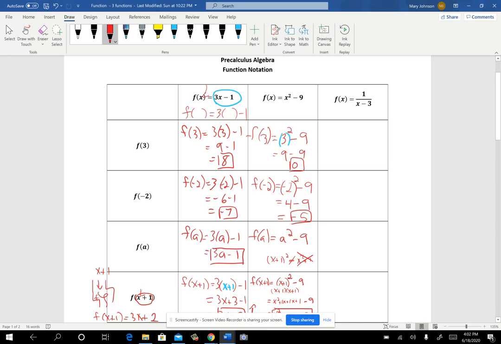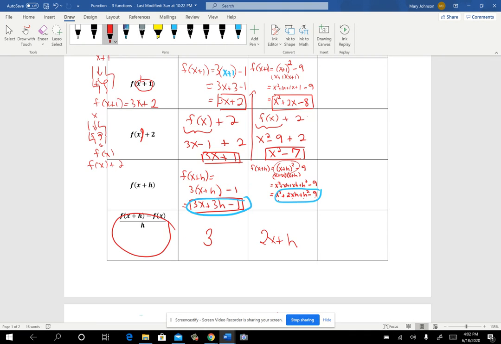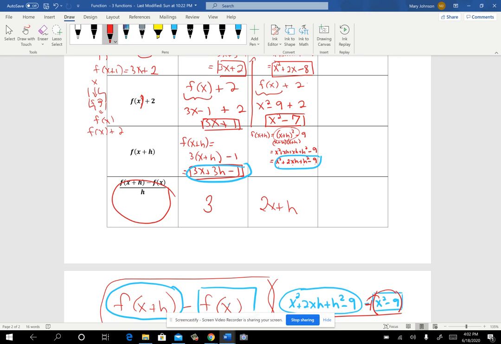Okay, in this video, we're going to pick up on that same function notation, ultimately leading up to having the skill to evaluate this expression here at the end, okay?